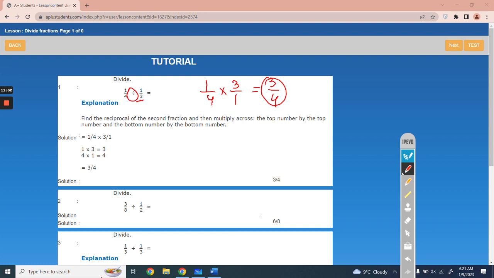Okay, just look at this one. You have 3 over 8 divided by 1 over 2. Replace the division sign with the multiplication sign and take the reciprocal of the term right after the division sign, which is 1 over 2. The reciprocal of 1 over 2 is 2 over 1. Now you simply multiply the fractions, numerator times numerator, denominator times denominator. 2 times 3 is 6 and 8 times 1 is 8. So it is 6 over 8.